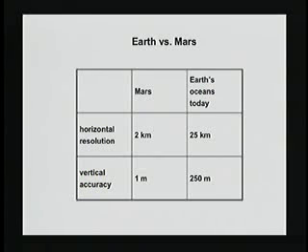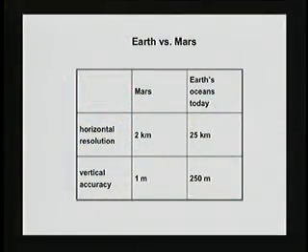Okay, just a quick overview of what we know about the topography of Mars versus what we know about the topography of the Earth. Here's Mars, Earth's oceans today. Not the topography of the land, but the oceans. The horizontal resolution we have from the Mars laser altimeter mission is about 2 kilometers. In other words, if you move 2 kilometers or about a mile, you'd get a new measurement of the topography of the surface of Mars. Earth's oceans today, on average, is about 25 kilometers.